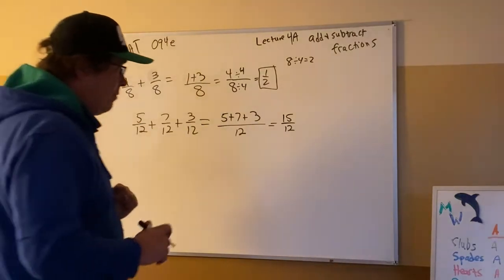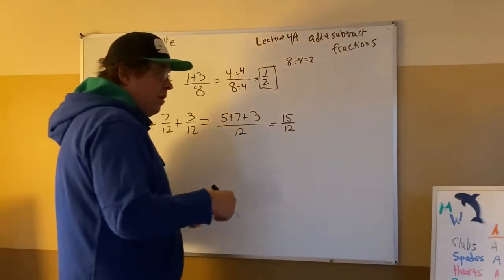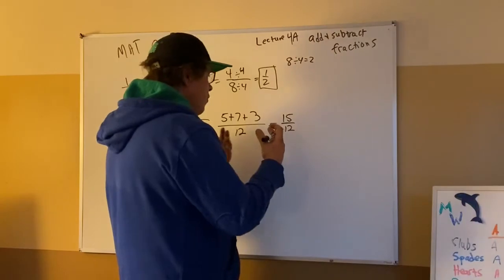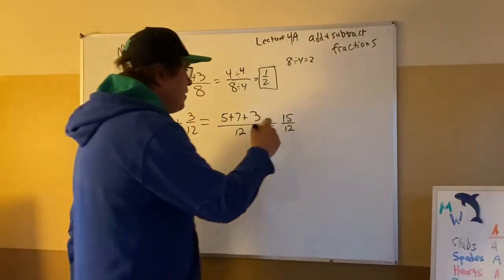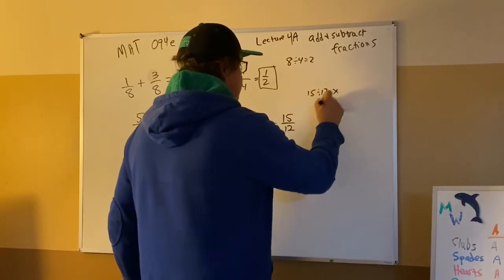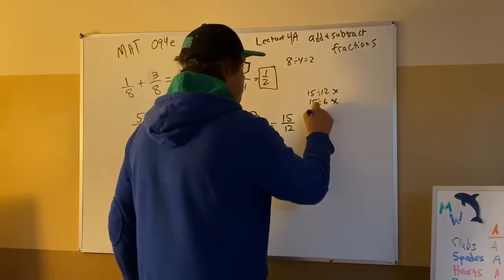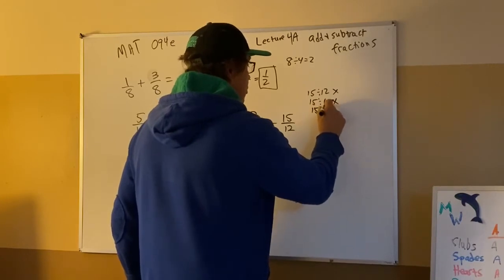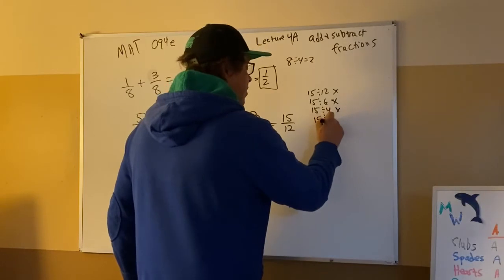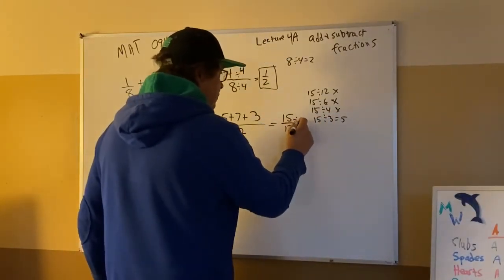Now we need to reduce that. 12 is smaller, 15 doesn't divide by 12, 15 doesn't divide by 6, 4 doesn't work. These are all the things that I'm trying. 15 divided by 12, no. 15 divided by 6, no. 15 divided by 4, no. 15 divided by 3 works by getting me a 5. So I'm going to come through here and divide by 3.